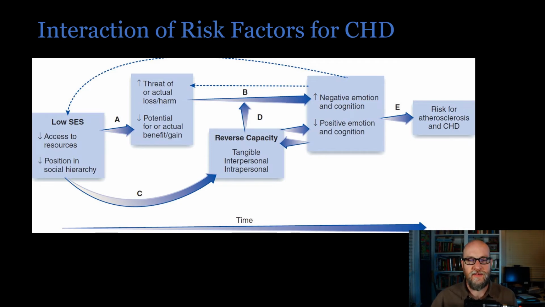And then you get this interplay between these, which leads to a reverse capacity. You have difficulty with both interpersonal and intrapersonal functioning, and this all interplays to lead to an increased risk for a biological, physiological condition of arteriosclerosis, which is the buildup of plaque or blockages in the blood vessel, and therefore coronary heart disease. So a whole host of multidimensional factors that are not genetics, biology, diet necessarily, that are leading to the increase of a risk for a biological illness.